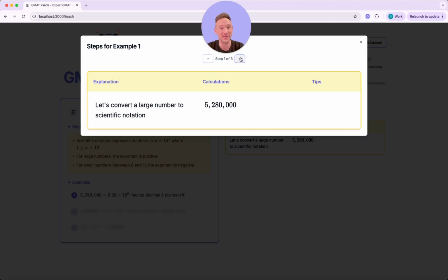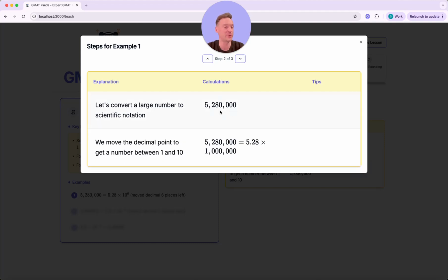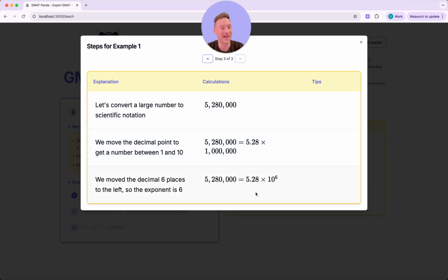So what does that mean? Well, this 5,280,000, you can write that as 5.28 times 1 million. Okay? And this a million, well, that is 10 times 10 times 10 times 10 times 10 times 10. So 10 to the power of 6.